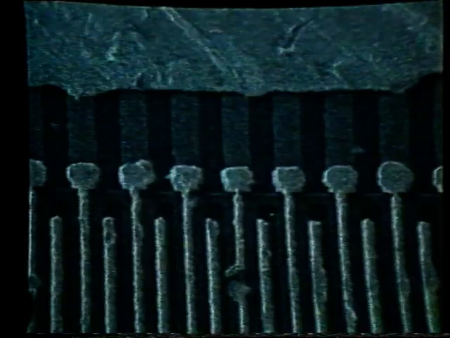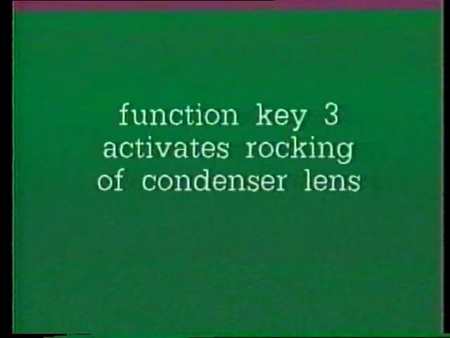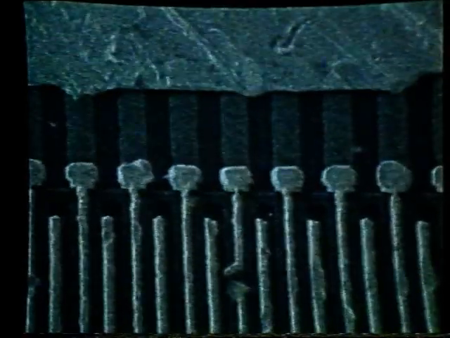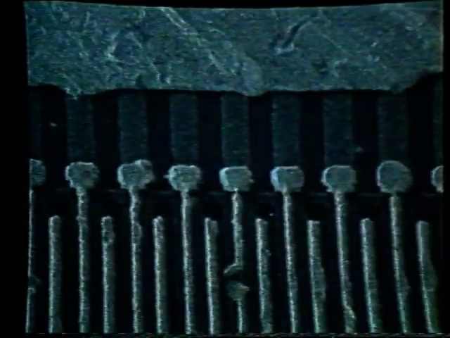we now have this image. Pressing function key number 3 activates the rocking of the condenser lens. Notice that we see movement of objects in the TV image. We have corrected for the magnetic field and have found the magnetic center of the electron gun when we minimize the movement.